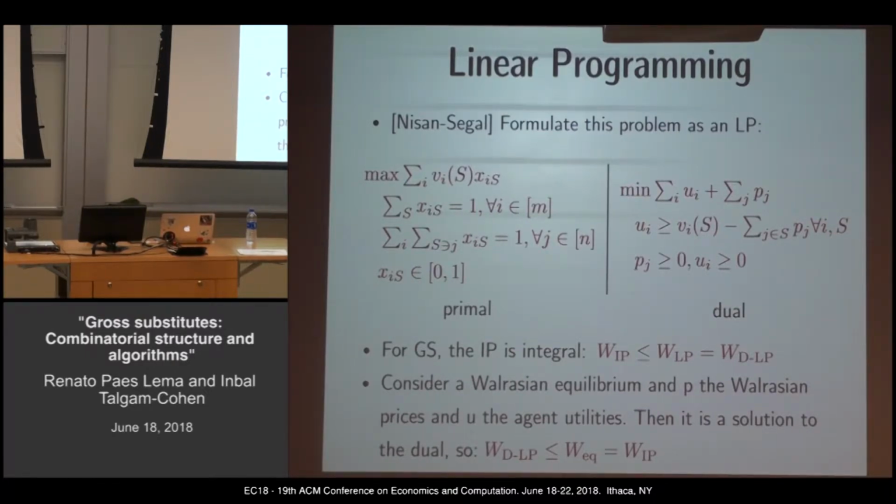In the objective functions for the primal, are you also summing over S, or is S fixed? Ah, you're right. No, I'm summing over S. Yeah, it's summing over I and S. That's a good point. Thanks for catching that. So we're summing over I and S.